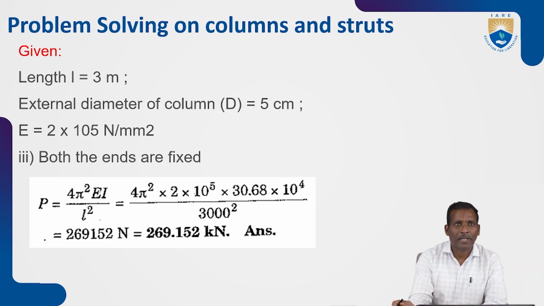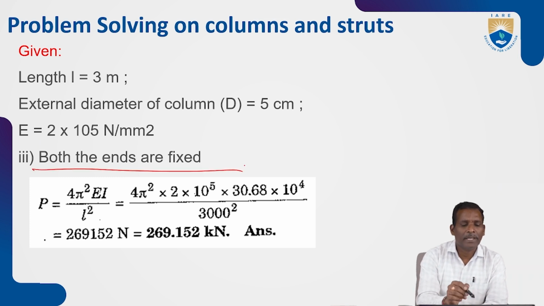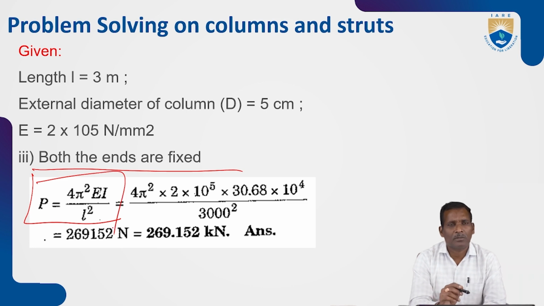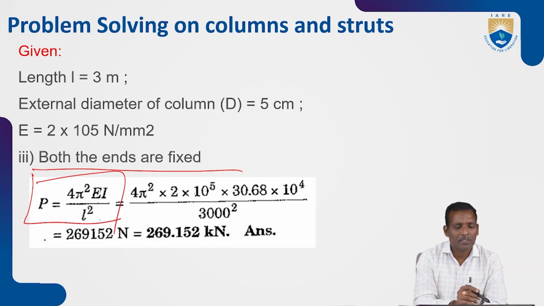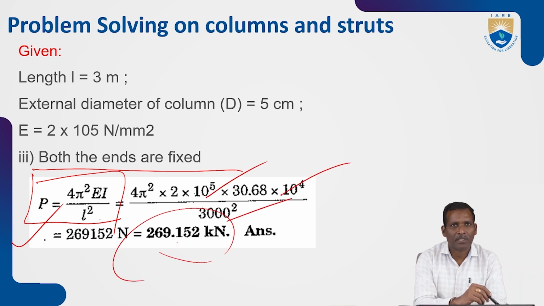Similarly, the third condition: both the ends are fixed. So P is equal to 4 pi square EI by L square. In the previous one, it was pi square EI by 4L square. So see the difference. When both ends are fixed, the formula is 4 pi square EI by L square. Substitute the E value, I value and L value. Same as in the previous condition, you will get the crippling load for both ends fixed.